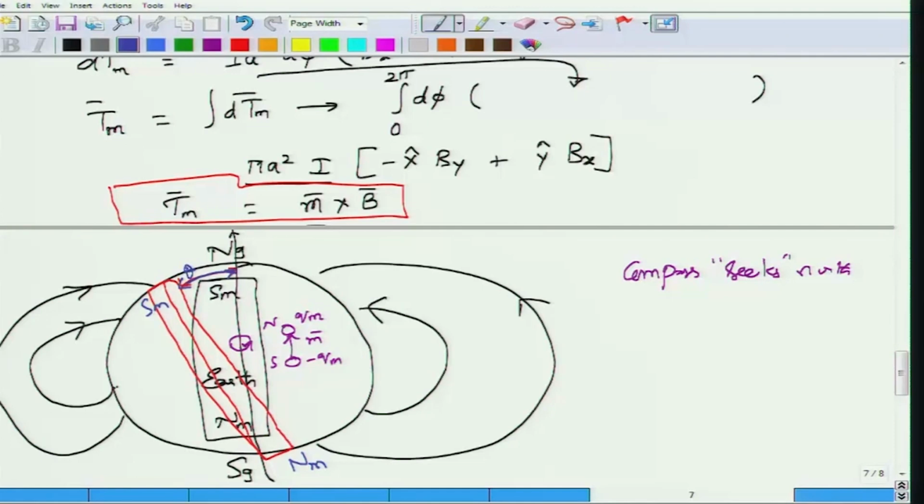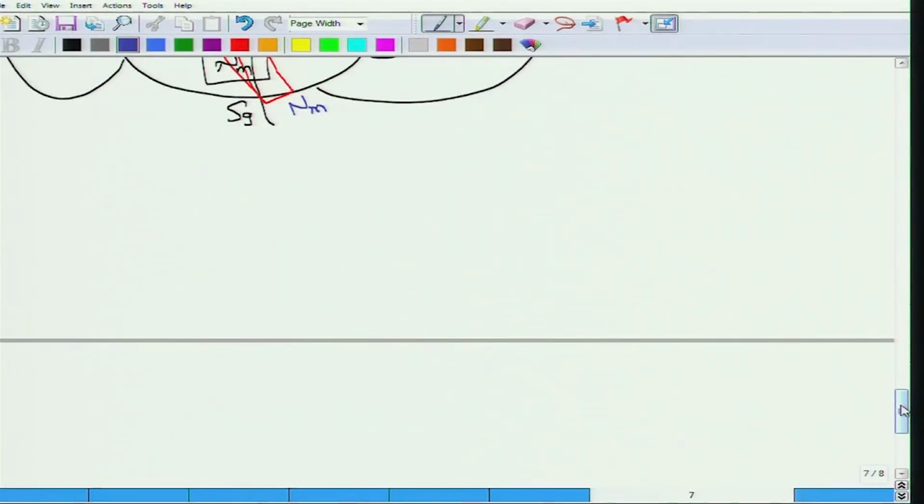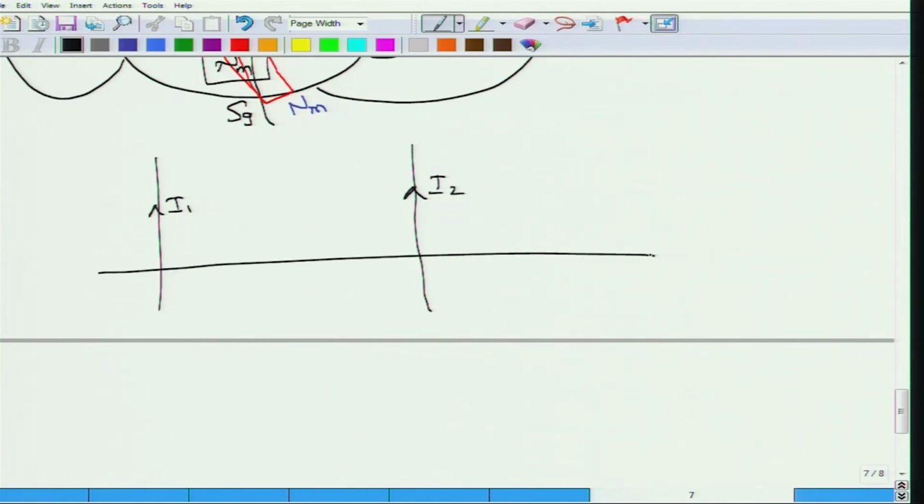Before leaving these forces, there is one last thing which I would like to talk about, and that is force on two wires. Let us assume that there are two wires, I1 and I2, carrying currents in the same direction. This is Y and this is X. I want to find out what is the force on the wire I2 at this point on the Y axis, because of the current in the first wire.